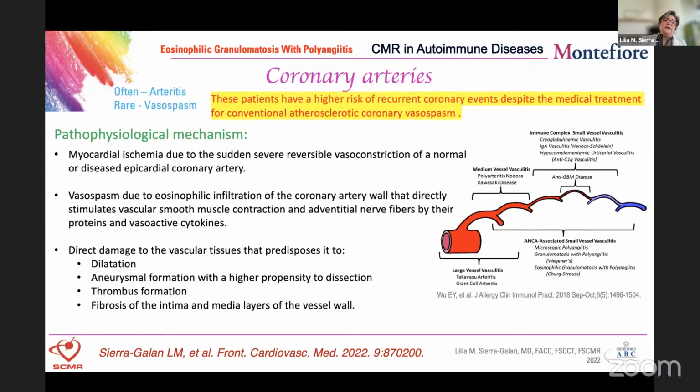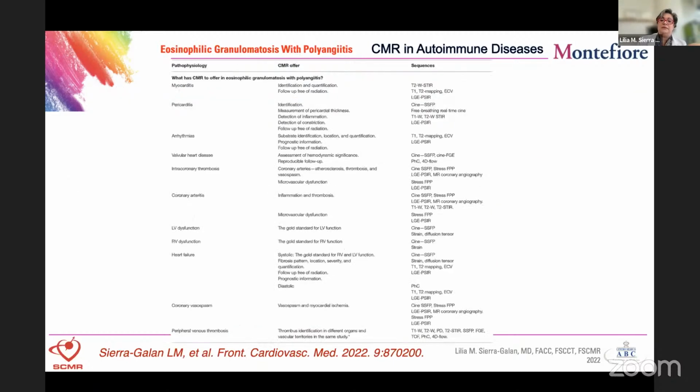And it is often arteritis, and it is rare that it is due to vasospasm. These patients have a higher risk of recurrent coronary events despite the medical treatment for conventional atherosclerotic coronary vasospasm. So the diagnosis needs to be made because they need to be treated as a rheumatological problem, not just as an atherosclerotic problem. What is CMR offering for these patients?